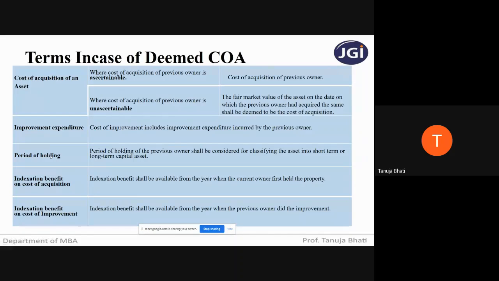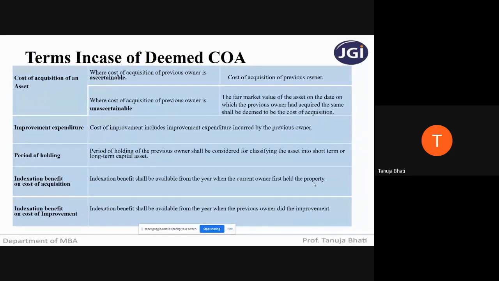Next, period of holding. How will you classify whether a particular asset which is falling under the deemed cost of acquisition is short term or long term? Period of holding of previous owner shall be considered for classifying the asset into short-term or long-term capital asset. You have to determine the holding period of the previous owner as well. Based on that, you will classify it as short-term or long-term. Next, indexation benefit on cost of acquisition. Indexation benefit shall be from the year when the current owner first held the property. Indexation means the CII, cost inflation index. You have to consider the year when the current owner first held the property, not the previous owner.